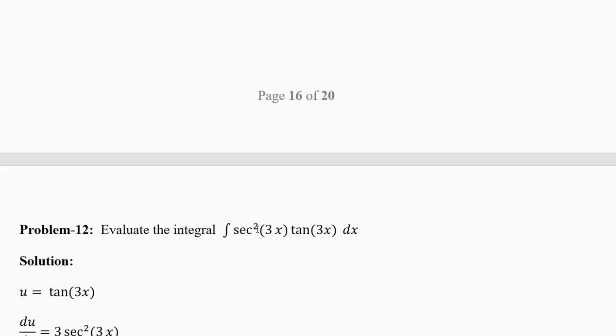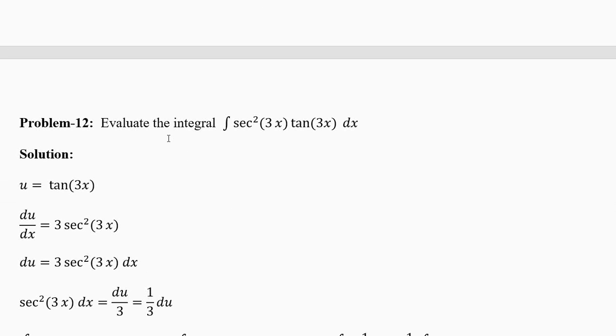Now evaluate the integral of secant squared 3x times tangent 3x. What is the derivative of tangent? The derivative of tangent is secant squared. Don't worry about the 3, that 3 will get fixed. So your u function is tangent 3x, and that is tangent to the power 1, so it is u to the power 1.